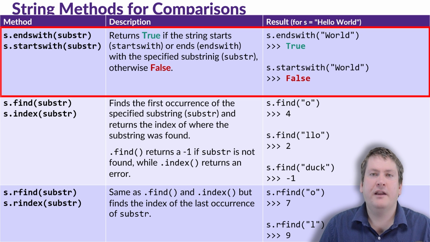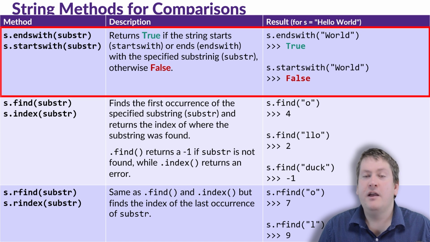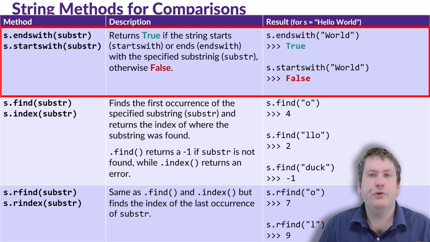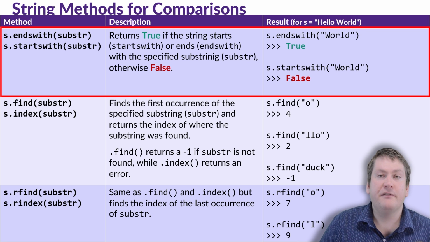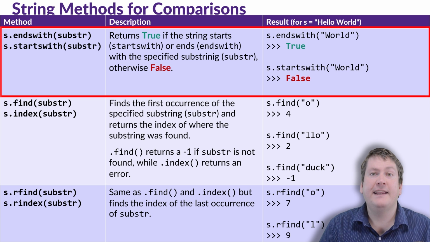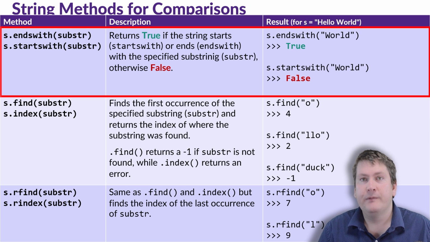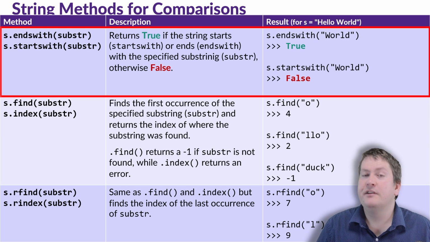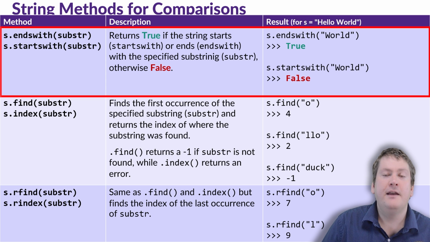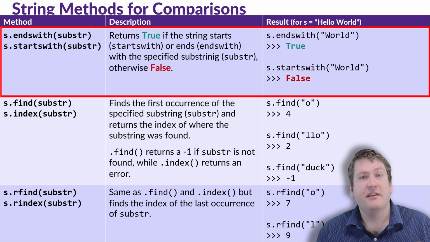In this case, we're looking for the word world in the string s, which is hello world, but specifically at the start of the string. So this will only return true if the first part of the string is equal exactly. In this case, world is only found at the end of the string because it's hello world. So because hello isn't equal to world, this returns false. So with starts with and ends with, it can't be found anywhere in the string. It has to be specifically exactly at the end with ends with, and specifically exactly at the start with starts with.